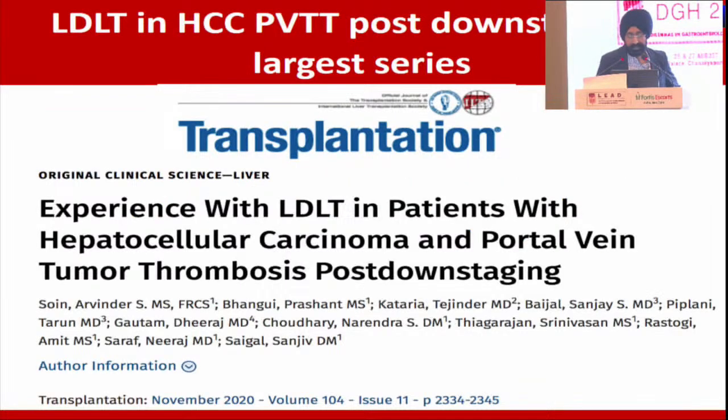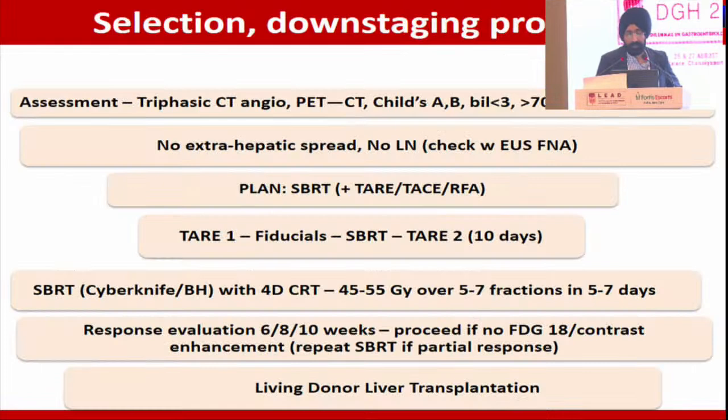We published this 3 years ago, where we showed that with this protocol, patients are Child's A or B, HCC PVTT with bilirubin of less than 3, where at least 70% of the liver is non-involved with tumor. They have detailed evaluation, including PET, CE, CT. If they have no extrahepatic spread and no lymph nodal spread, which we frequently check with US FNA, then they are given SPRT plus TARE usually.